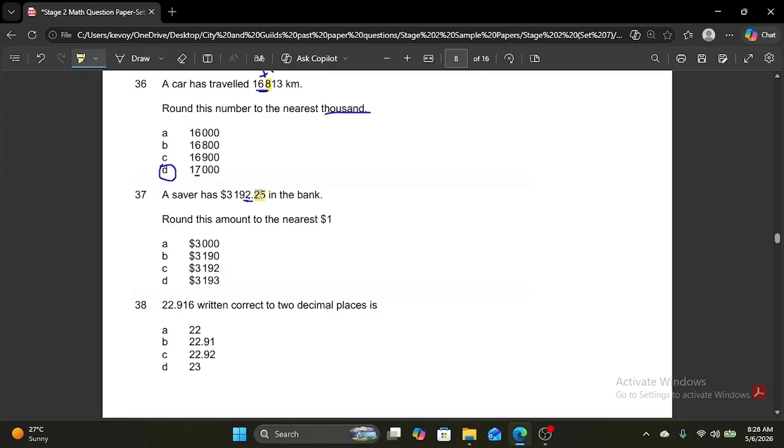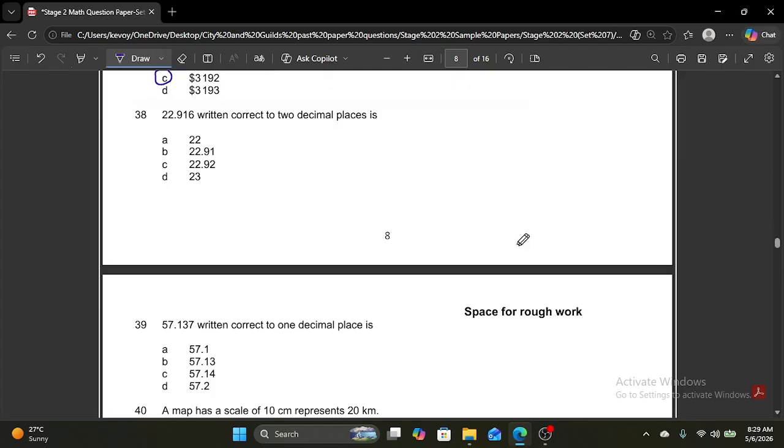That's 2 as well. So if it is 5 or greater, you add 1. But if the number beside is less than 5, then the number remains and everything becomes 0. So therefore, we just have C for the answer, because we'll write everything as is, but everything after the nearest $1 will become 0, so you don't have to write it. So this will be the answer because it's the nearest $1 we're rounding by. So practice rounding numbers.